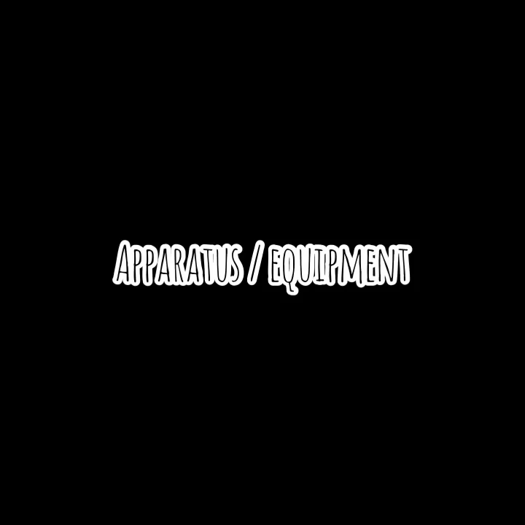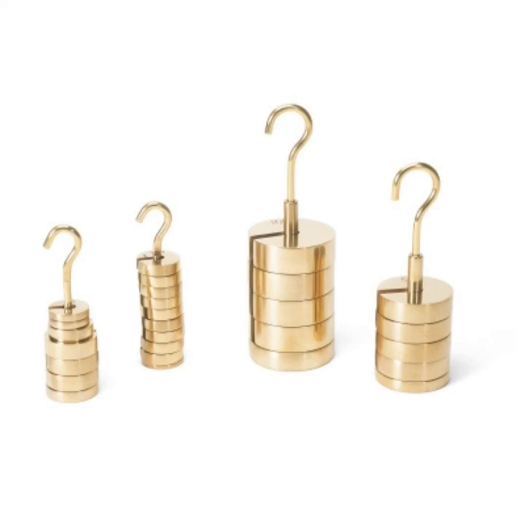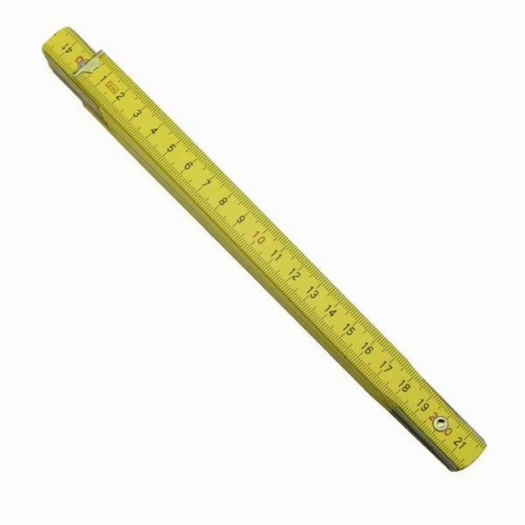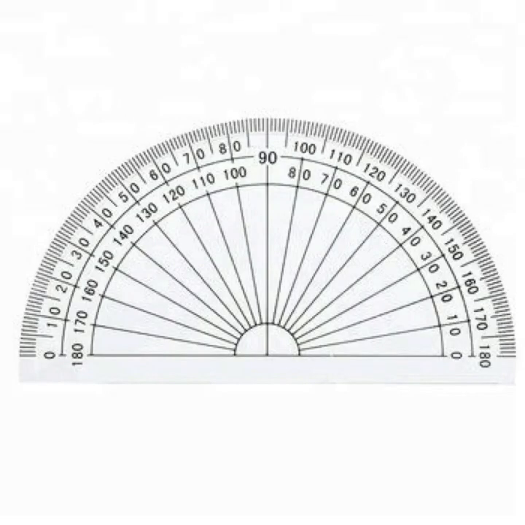The apparatus or equipment for this lab is: 1, scale; 2, set of weight balance; 3, stopwatch; 4, meter ruler or protractor set. Now, this is the table of test 1 and table of test 2.